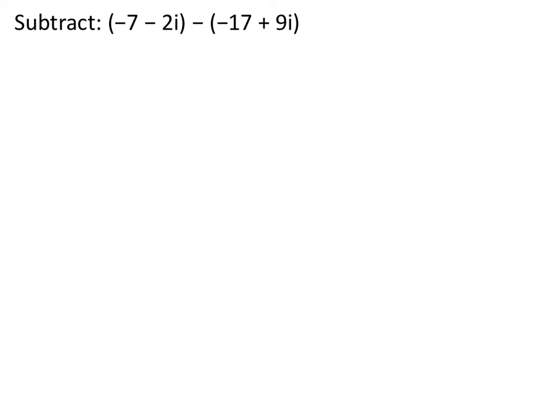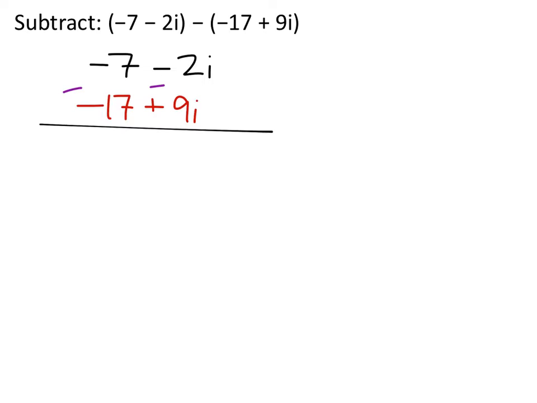All right, this time we're going to subtract. Now, again, I kind of like to look at this stacked. So negative 7 minus 2i, and then in the other parentheses, we've got negative 17 plus 9i. I think these are the same terms, but we're subtracting these values. Okay, so we're going to stack these up.